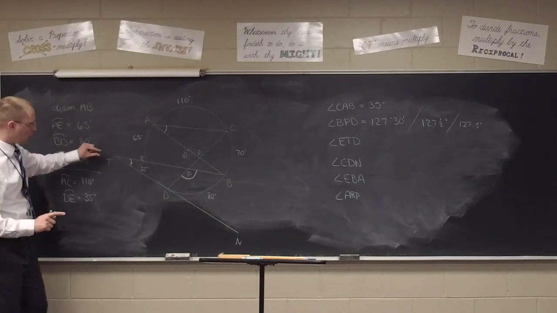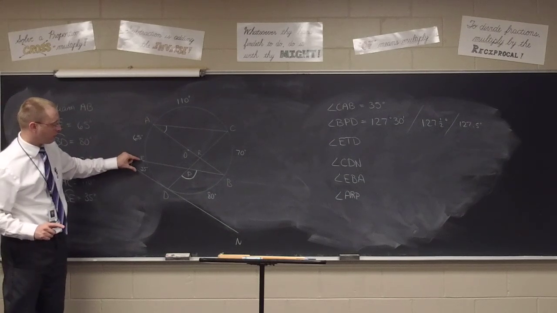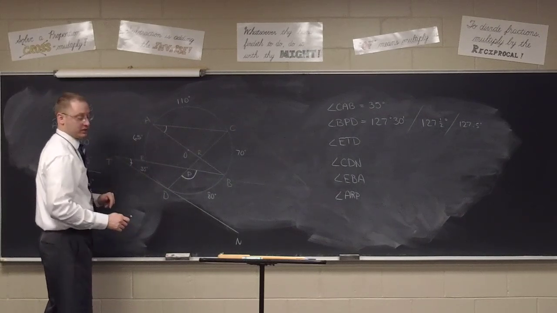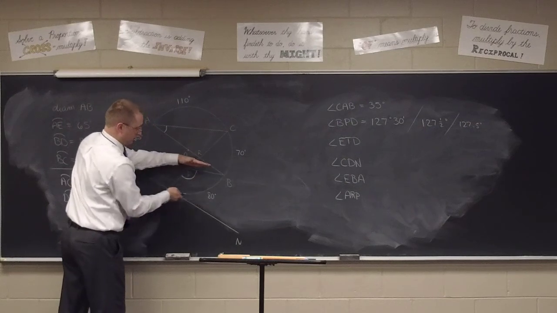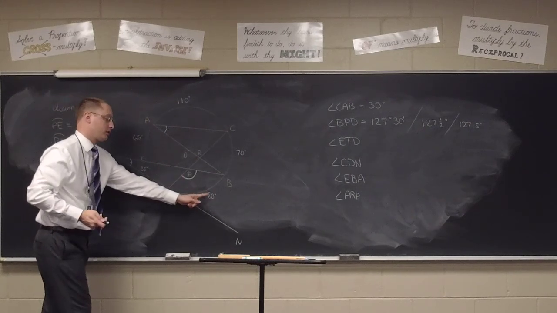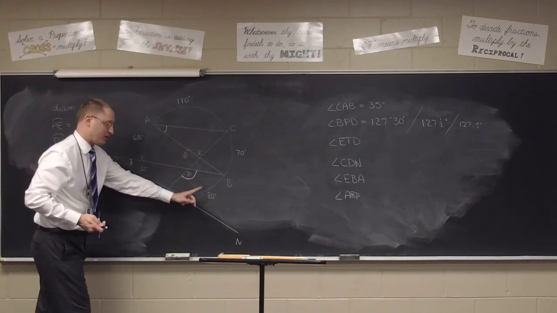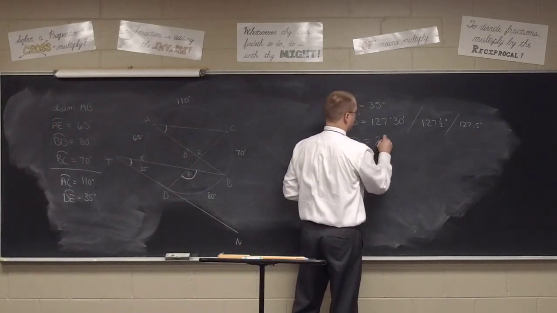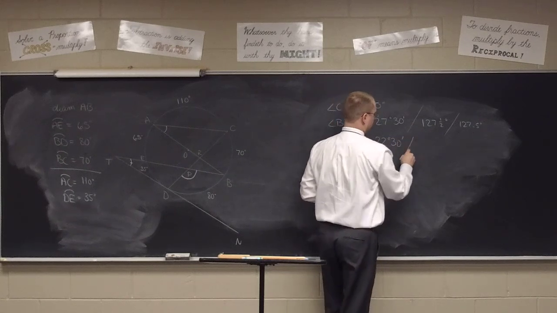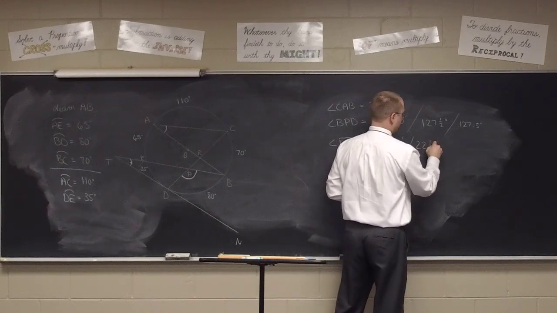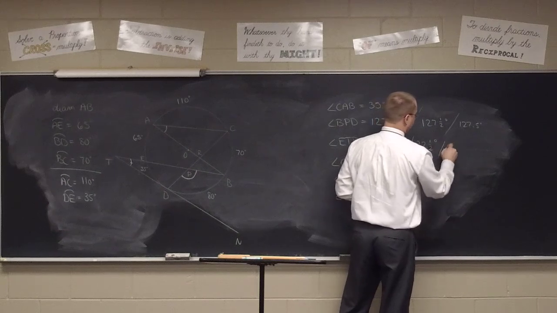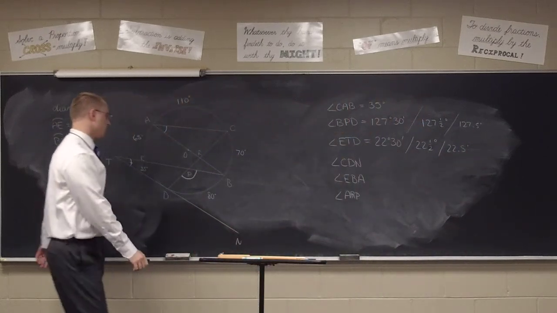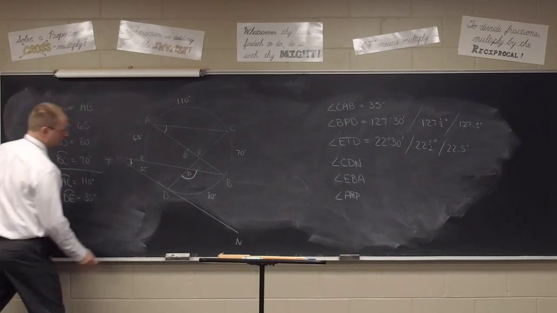Now, the first arc that is cut off, class, is an arc of 35 degrees right here. How big is the next arc that's cut off? 80 degrees. So the difference here is, what is the difference? 45. Half that difference is 22 and a half degrees, or 22 degrees 30 minutes, or 22.5 degrees. Any of those would suffice. All right, CDN.